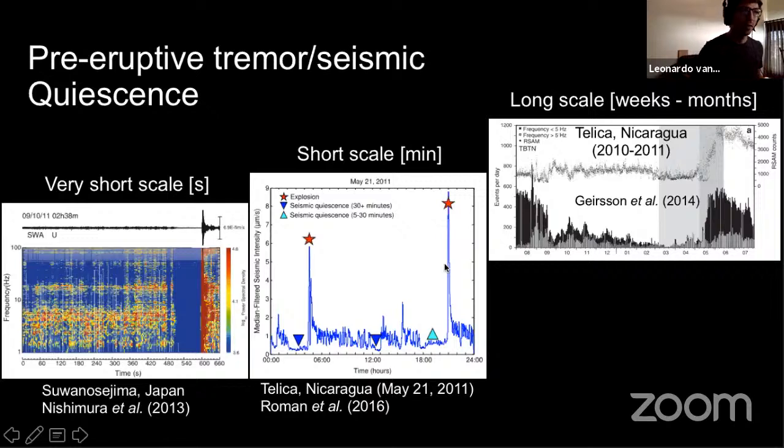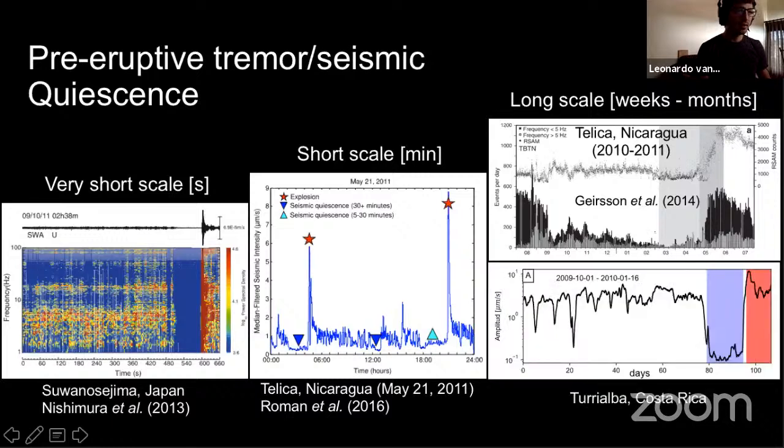Also at Lascar volcano, there are some observations of drops in seismicity, both in tremor and in the discrete events, before the eruption. And this is on a scale of weeks to months. This, let's say, long scale is what we see at Turrialba volcano. We see, at least during 15 days before the eruptions, this drop in tremor, in background tremor amplitude.